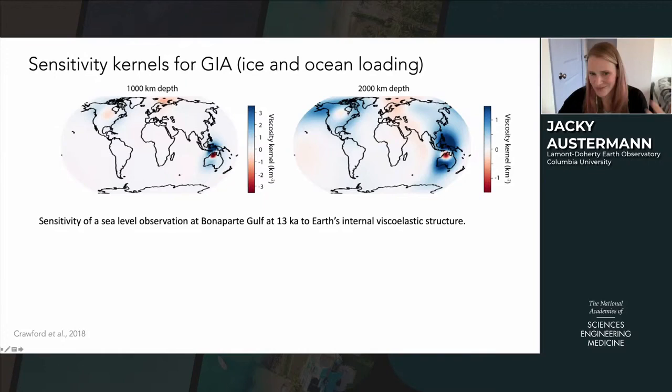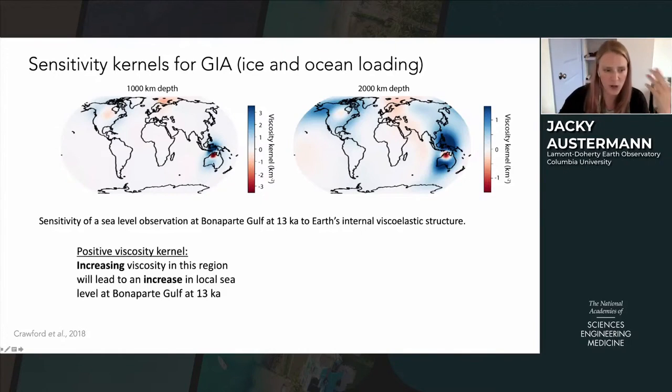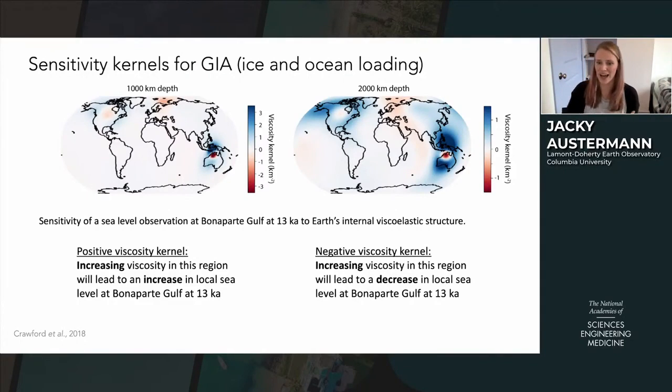Again, similar to seismic tomography, we can use the knowledge here where if we have a positive viscosity kernel, in blue, we know that if we increase viscosity in that region, we will increase local sea level. Whereas if we have a negative viscosity kernel, say in red here, we know that increasing viscosity will lead to a decrease in the actual sea level prediction. And this is fantastic because it gives us a means of updating and inferring 3D Earth structure based on a data model misfit. And I'm going to show you an example of how this can work with a synthetic test.